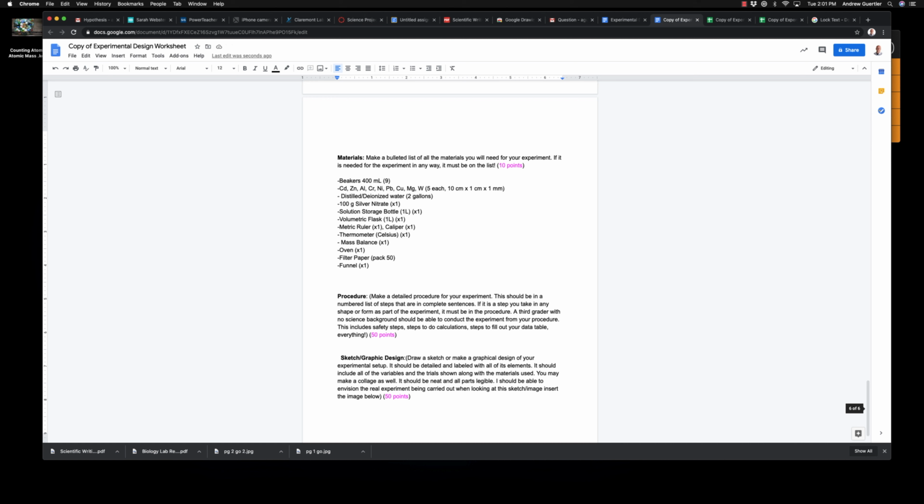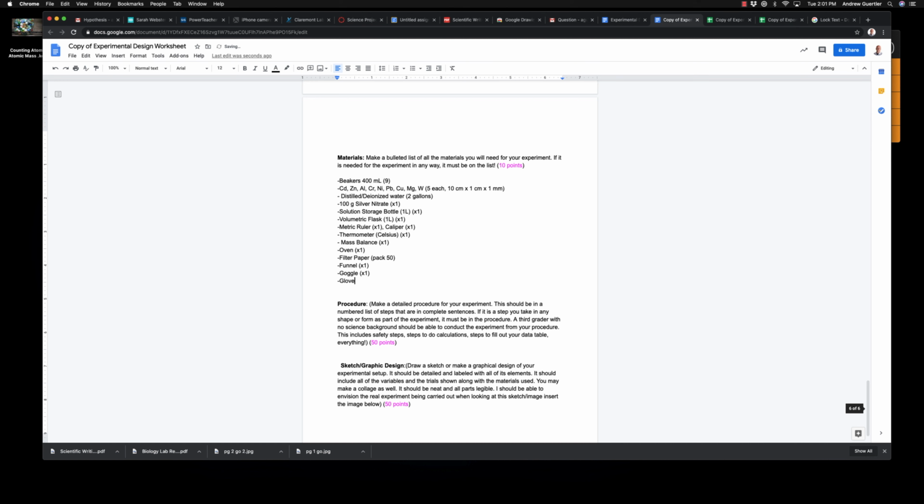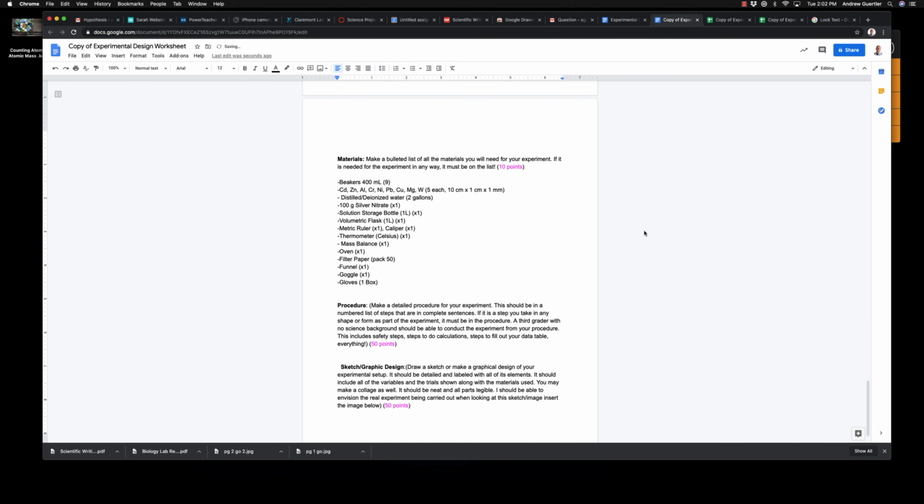What about safety? My gosh, can't forget about that. We need goggles. Those are cheap. You can get them anywhere for a couple bucks. And then for this, we need gloves. Silver nitrate will stain your hands for quite a long period of time. And just get a box of gloves since we'll be in that. One box of gloves.